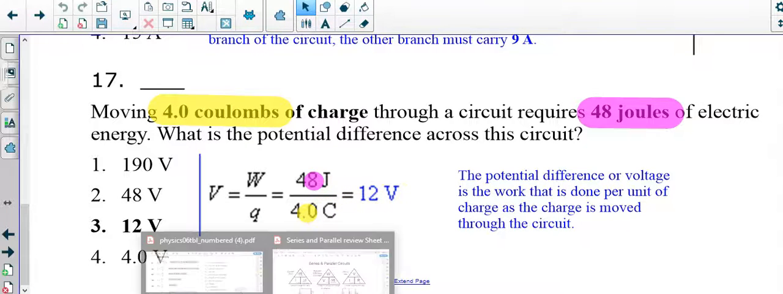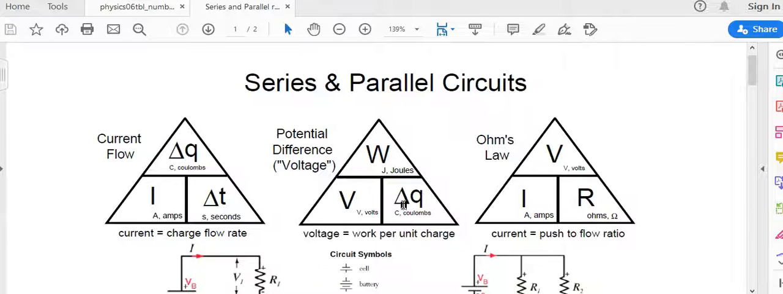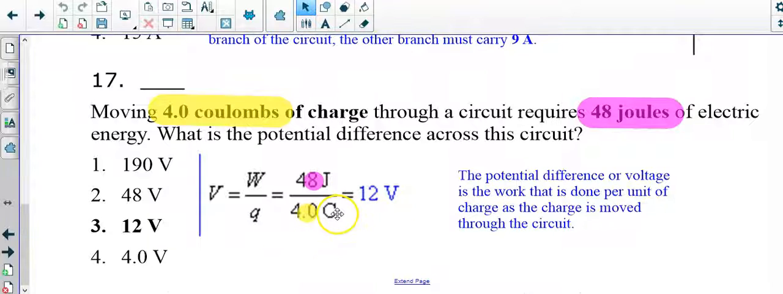Let's take a look at the potential difference triangle. V is W per Q. This is the work done per unit charge. So a joule per coulomb is a volt. The potential difference, or the voltage, is the work done per unit charge as the charge is moved through the circuit. The battery pushes the charge. It spends energy pushing those charges against the resistance in the circuit. Let's take a look at another one.